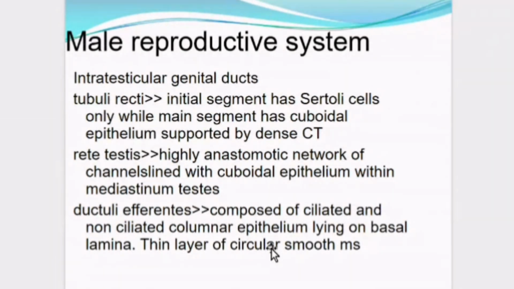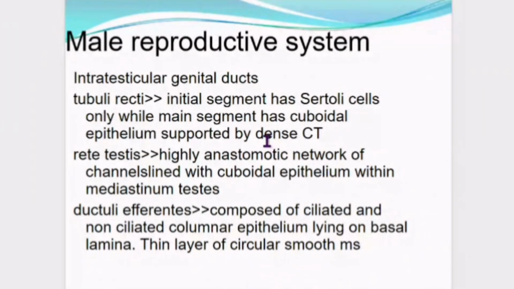And then if you really want to speak about it, in the male reproductive system you have intratesticular ducts and extratesticular ducts. You have your tubuli recti, the rete testis, and the ductuli efferentes. What I want you to see is that you start with your straight tubule, which is initially continuous with the seminiferous tubule, which we said has Sertoli cells and spermatogonia. So this tubulus rectus initially will also have Sertoli cells, and then will move to simple cuboidal epithelium supported by dense connective tissue.